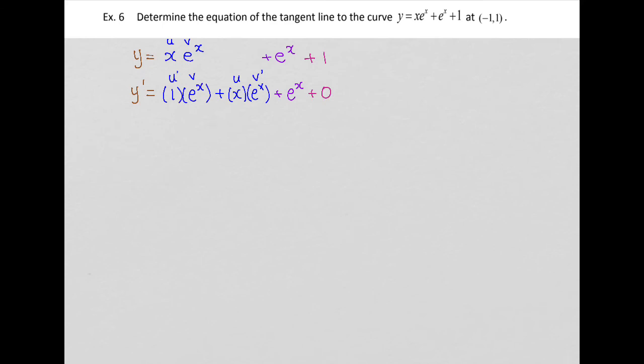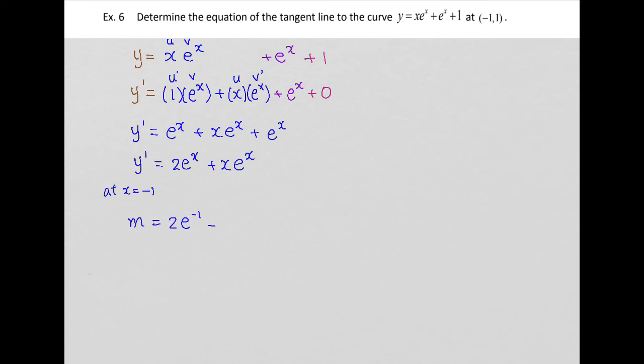Next, let's simplify this. So we write down y prime equals e to the power x plus x e to the power x plus e to the power x. And that will become 2 e to the power x plus x e to the power x. Let's substitute x equals -1 to find the slope of the tangent, which is 2e^-1 plus -1 times e to the power -1, which means 2 e to the power negative 1 minus e to the power negative 1, which is e to the power negative 1, which is 1 over e. That's our slope.